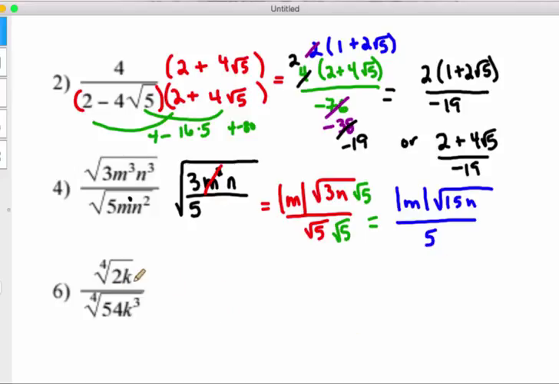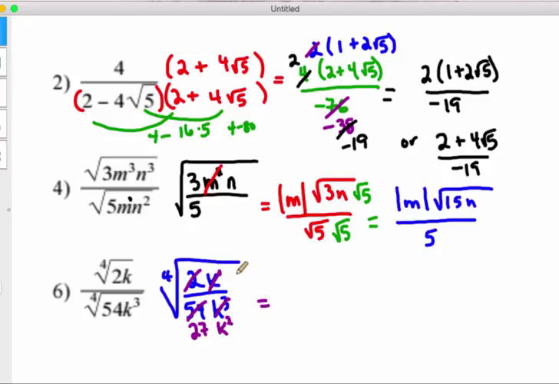over 5. Okay, this one's a little bit trickier because I notice that there's a 4th root. So I'm going to put the whole thing under that radical and simplify things a little bit. So 2 goes into 54 27 times. And I can subtract the exponents here and have k squared in the denominator. Now, it's not like I have nothing up here, but I do have the 4th root of 1. So my numerator is 1.